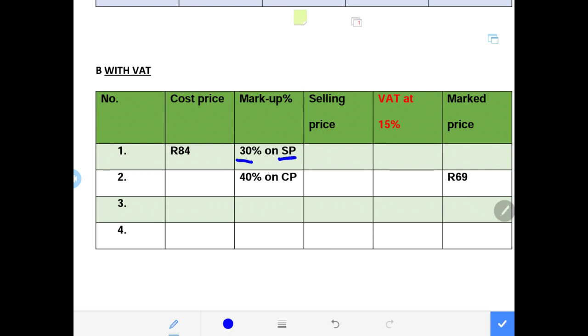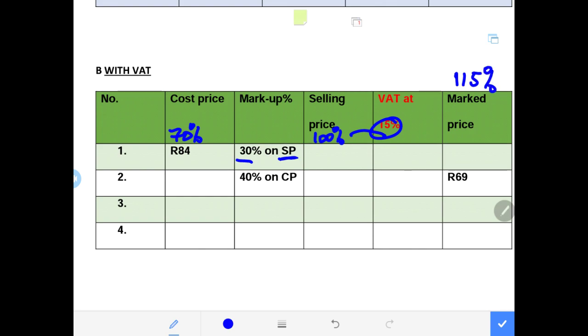And remember, once again, if the markup percentage is on selling price, that means selling price is equal to 100%. So that means our cost price will be 100% minus markup percentage. So our cost price is 70% in this case, because our markup percentage is 30%. Which is 100 minus markup percentage. Then from this 100%, we add 15, then the marked price will always be 115.